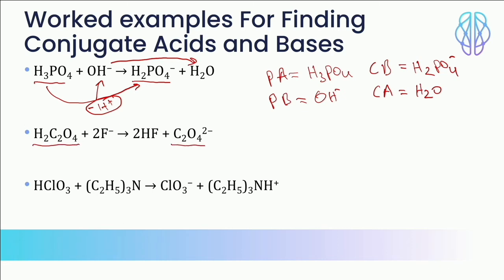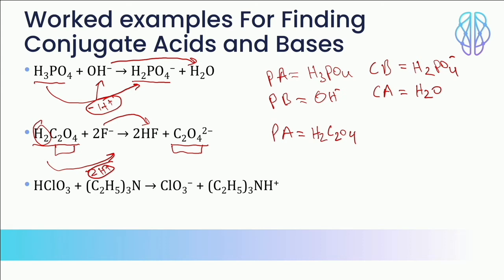This and this are quite similar, but they have lost 2 hydrogens this time. So if you see that this group and this group are the exact same, it's just that that's been lost. These 2 hydrogens are donated in solution and given to these fluorines to form 2 lots of HF. Hence, our parent acid, the proton donor, is H2C2O4.